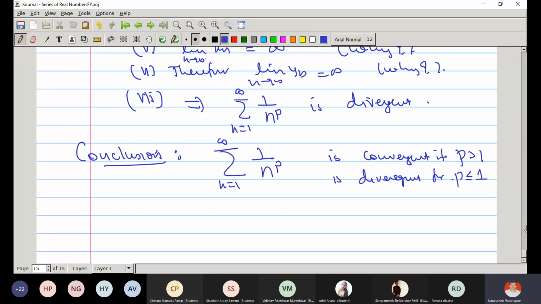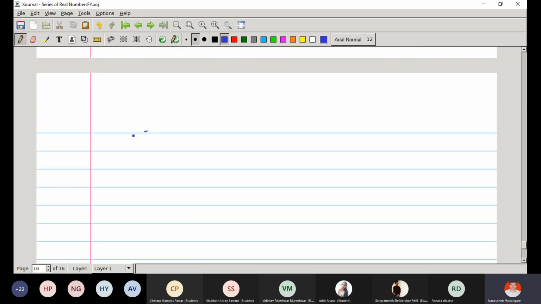This is called the most general p series test. It is called the p series test because just by observing the power of n in the denominator, you can understand whether the series is convergent or divergent.